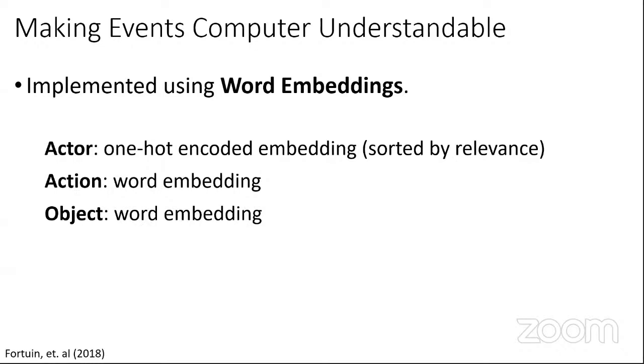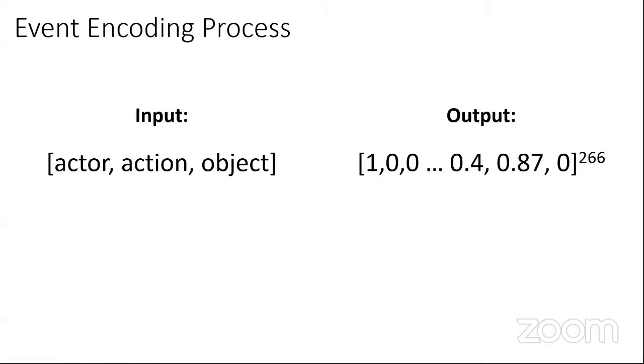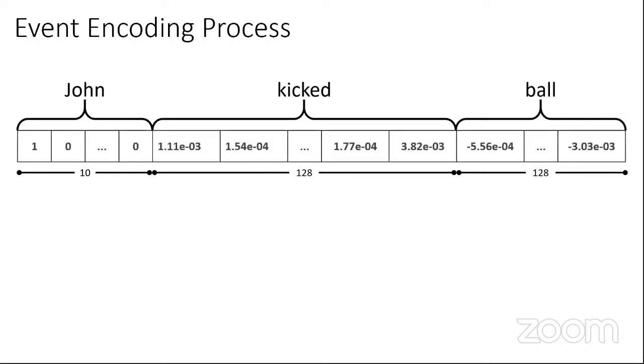If we go specific into how it actually looks like, we can see here that the standard actor action object format can be transformed into this bunch of numbers that has a vector size of 266 elements. So the actual sizes for this would be the first 10 would be allotted for the actor. The next 128 is allotted for the action. And the last 128 is for the object. Should the object not exist, then all of the values here will simply be all zeros.